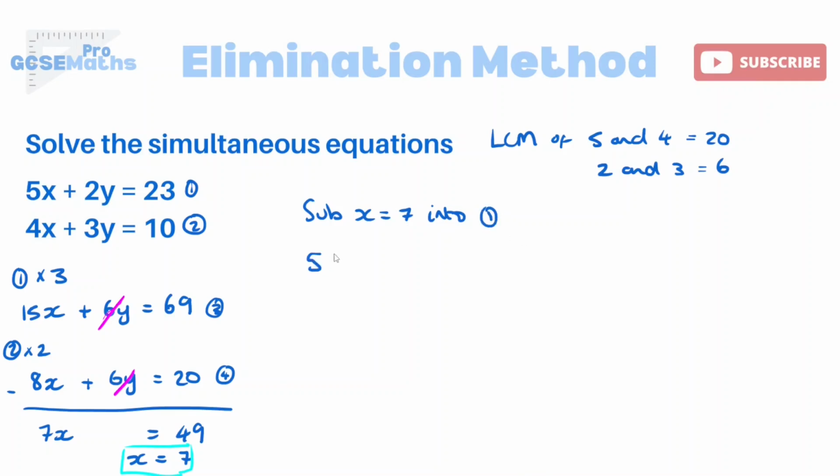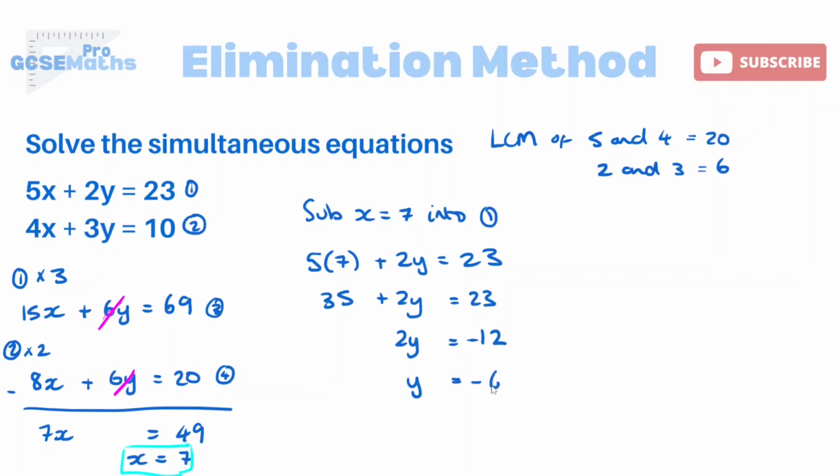So we've got 5 times 7, plus 2y equals 23. I'm going to multiply this, obviously. 5 times 7 is 35, plus 2y equals 23. And I'm going to subtract the 35 because it's currently a positive, so 23 take away 35 is minus 12, isn't it? Make sure you remember which way round you're subtracting. We're taking away the one that we're moving. So 23 take away 35. And then I just need to get y, so divide by 2. Minus 12 divided by 2 is minus 6.